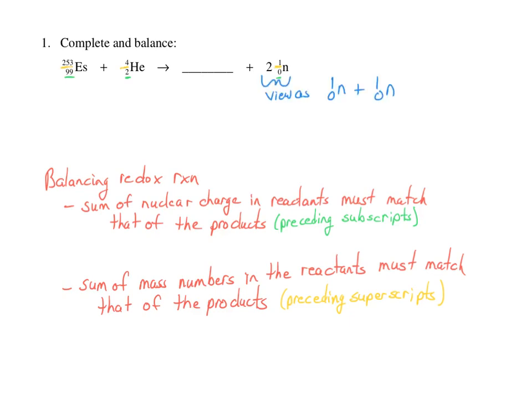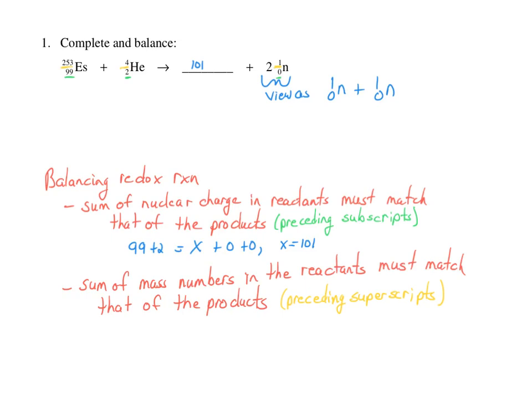I also want to point out that you may make fewer mistakes if you translate this as a neutron plus a neutron. All right, we'll apply the nuclear charge rule. So we have 99 plus 2 is going to be equal to some number plus 0 plus 0. And we know, therefore, that this number has to be 101. That means the nuclear charge of our product is 101.